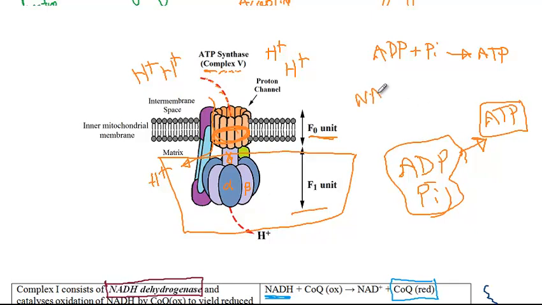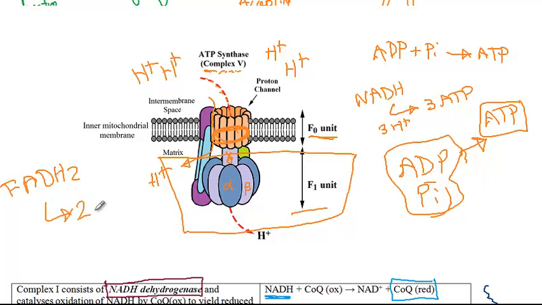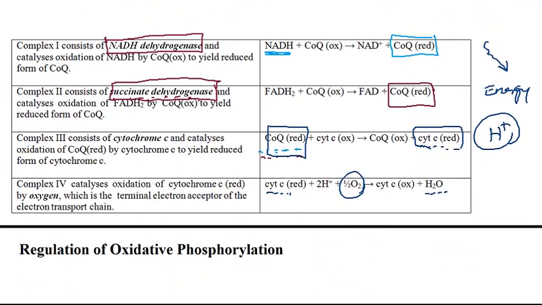Now every NADH, we just discussed, had 3 H+ moved, so will yield approximately 3 ATP, while every FADH2 yields approximately how much? 2 ATP. Alright, so that's about it. We're done with the electron transport chain.